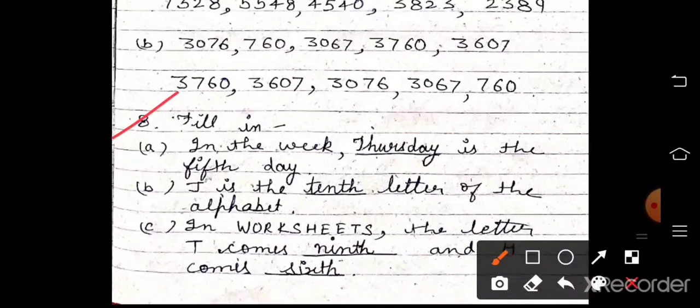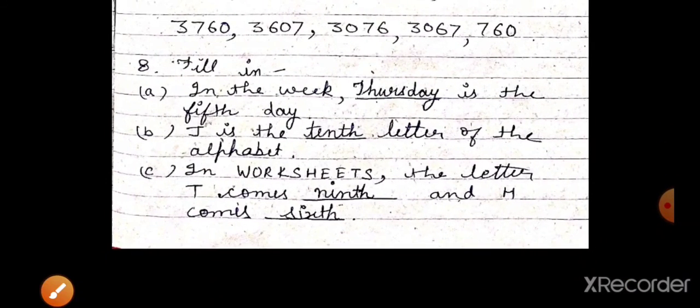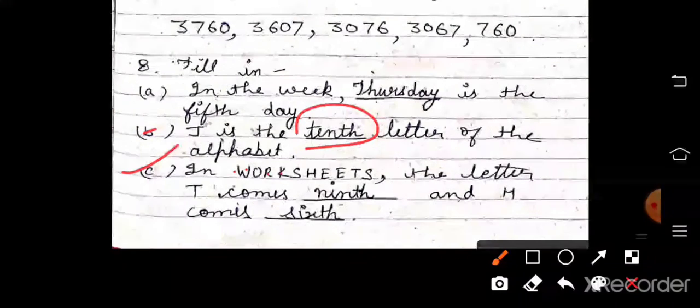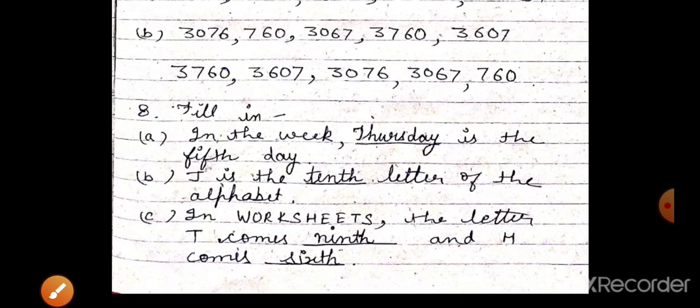Now 8th question. Fill in. In the week, Thursday is the 5th day. Sunday, Monday, Tuesday, Wednesday, Thursday. Thursday is the 5th day. Okay. J is the, so A, B, C, D, E, F, G, H, I, J. J is the 10th letter of the alphabet. Okay. In the worksheet, the letter T comes. So 1, 2, 3, 4, 5, 6, 7, 8, 9. So T comes 9th and H comes 6th. Okay, so like this we have to write the answer.